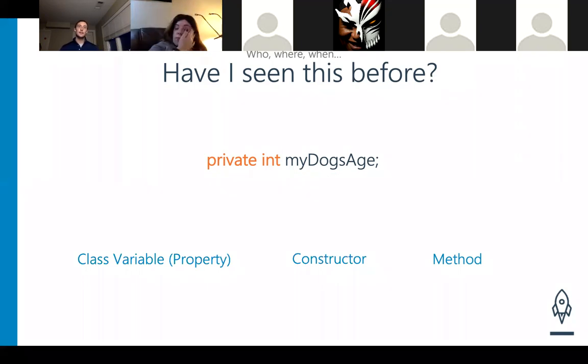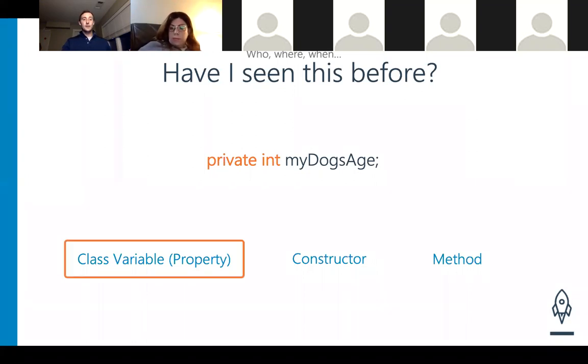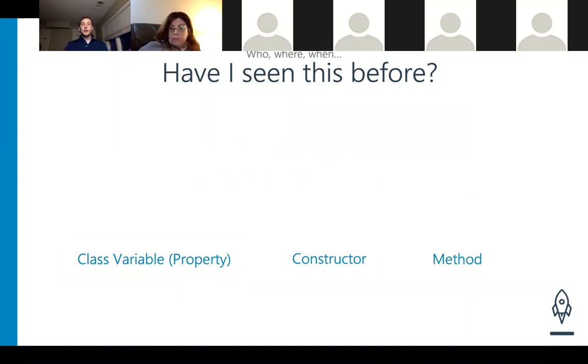Say that again. Class variable. Class variable. Very good. Class variable. And how we can identify it's a class variable is because it says private. Class variables are typically private. It has a data type, int, integer. And then it starts with a lowercase letter, my dog's age. These are all properties of a class variable. Awesome job. Moving on.